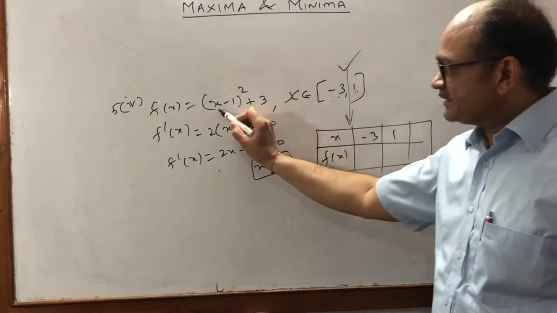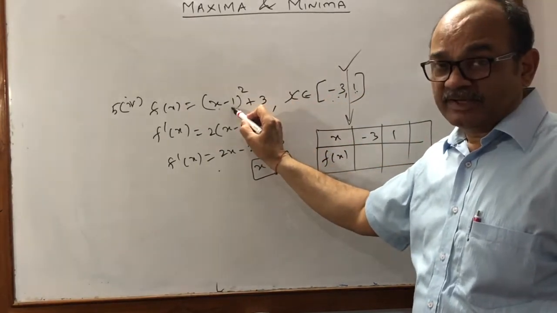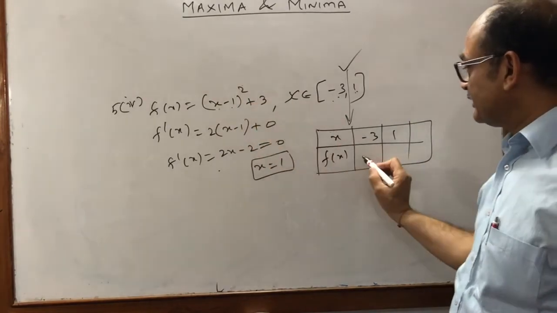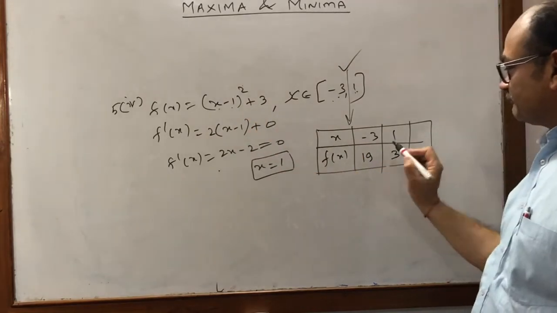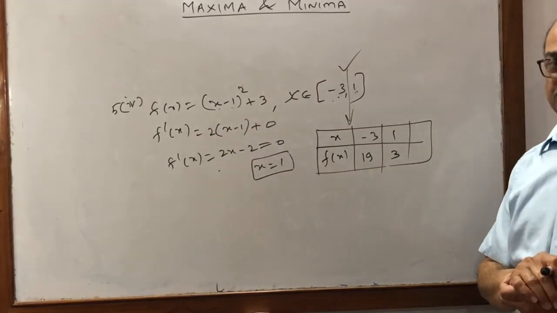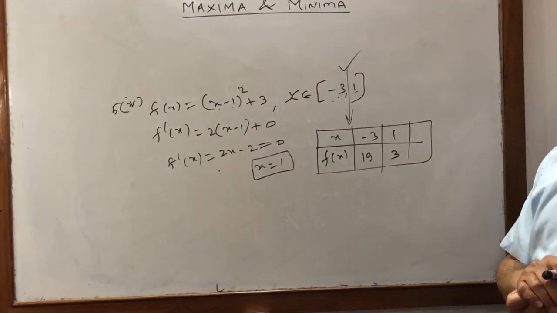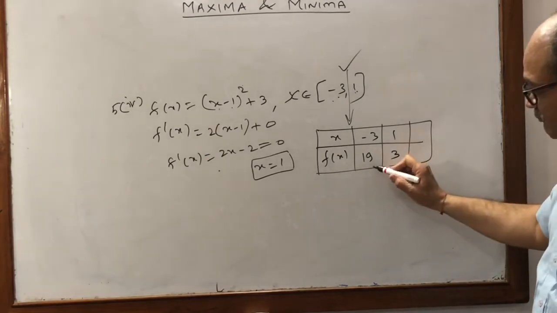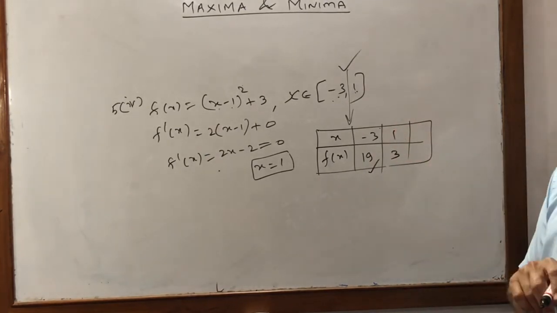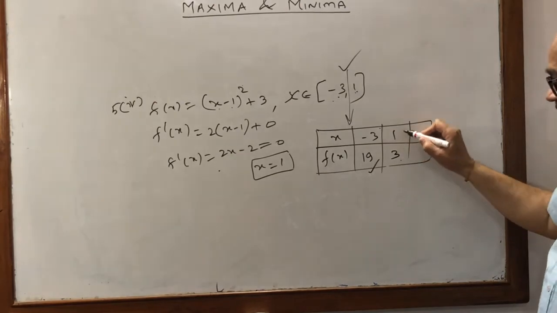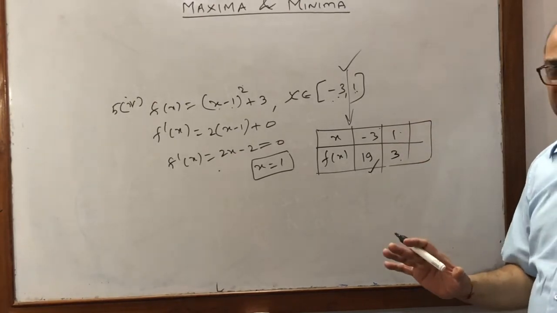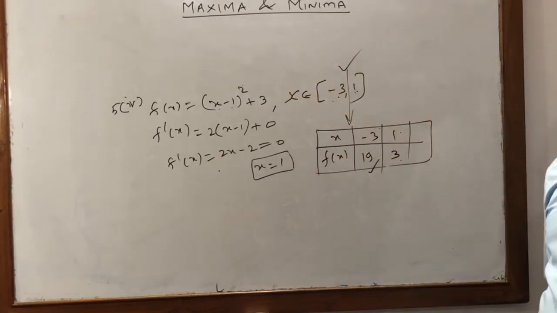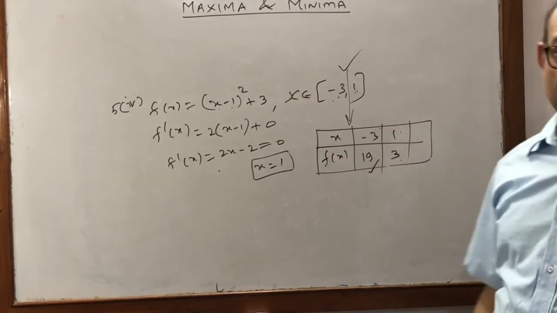If you put minus 3 here, it will become minus 4. Minus 4 square is 16. 16 and 3, 19. Now put 1. You are getting 3. So what is the maximum and what is the minimum value? Maximum value is 19 at minus 3 and minimum value is 3 at 1. These are the two solutions for this particular question, f(x) equals x minus 1 whole square plus 3.